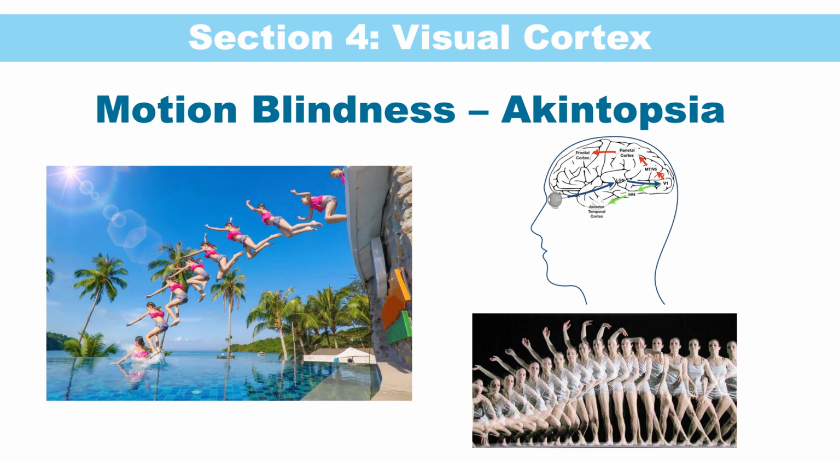Imagine seeing the world not as a smooth, continuous flow, but as a series of frozen snapshots. That's what happens with motion blindness. People with this condition can see static objects just fine, but when something starts to move, it disappears, or it appears to jump from one place to another, kind of like a strobe light effect. Simple tasks become incredibly challenging.